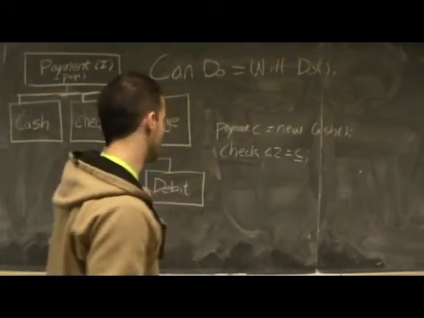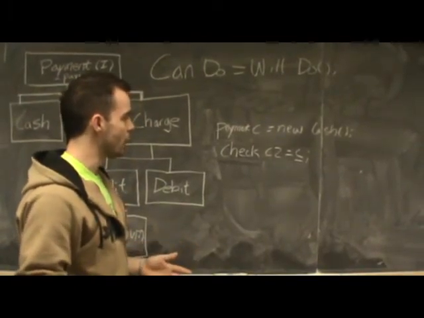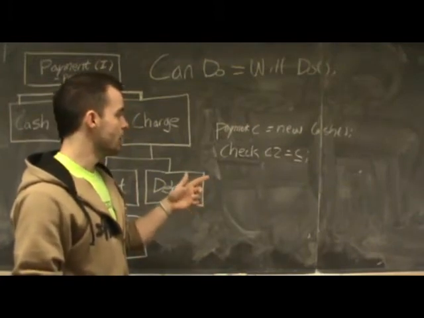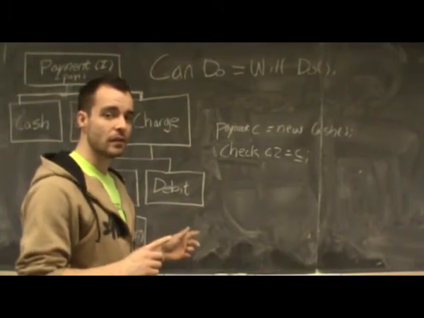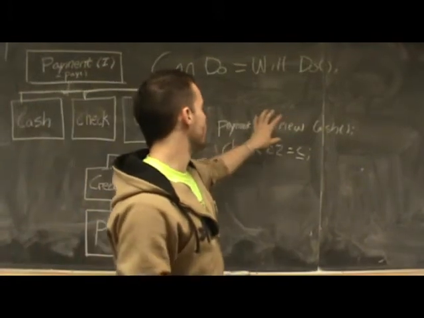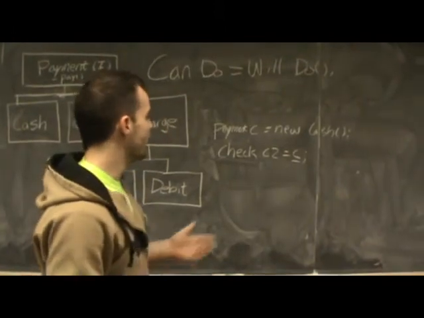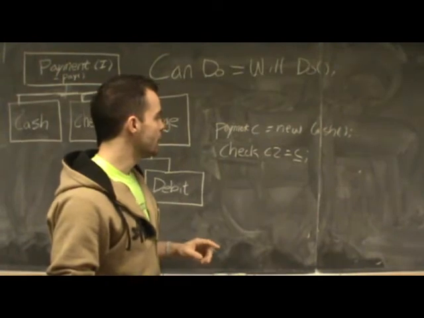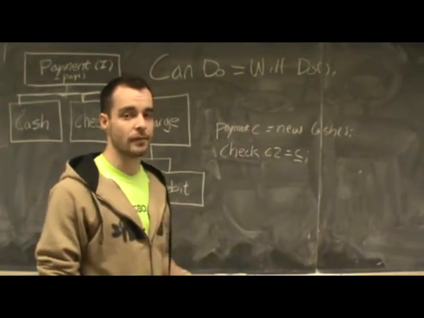This is where it gets confusing. So payment C equals new cache. And then check equals C. Well, a check is a payment, but this code, payment C equals new cache, is valid. We know that's valid because cache is a payment. But a cache is not a check. But the compiler doesn't know that it's cache. It only knows it's a payment.